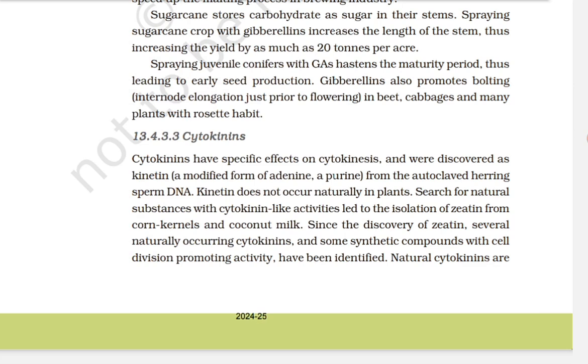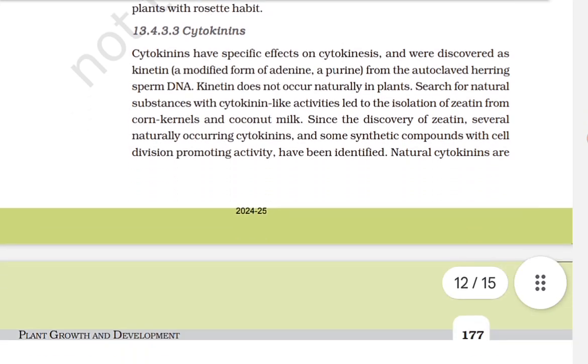Search for natural substances with cytokinin-like activities led to the isolation of zeatin from the corn kernels and coconut milk. Since the discovery of zeatin, several naturally occurring cytokinins and some synthetic compounds with cell division promoting activity have been identified.